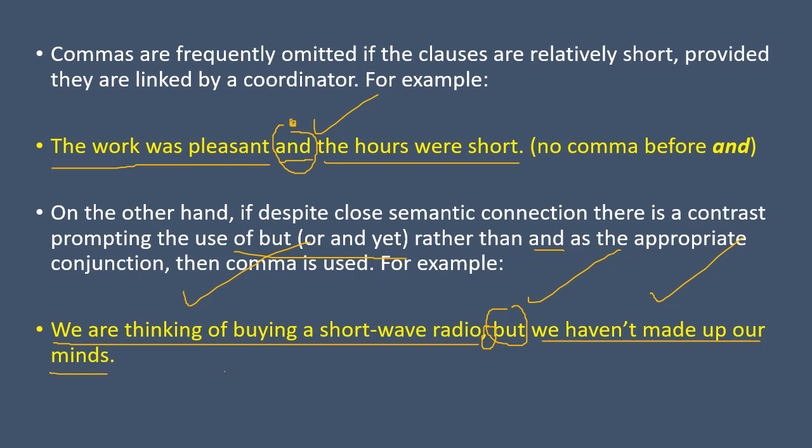So if the first sentence is negative and the second is positive, then you use a comma before "but". If the first sentence is positive and the second sentence is negative, so you could see the contrast, they are opposite to each other, then you use "but" and a comma. So this is used in a sentence which offers contrast.